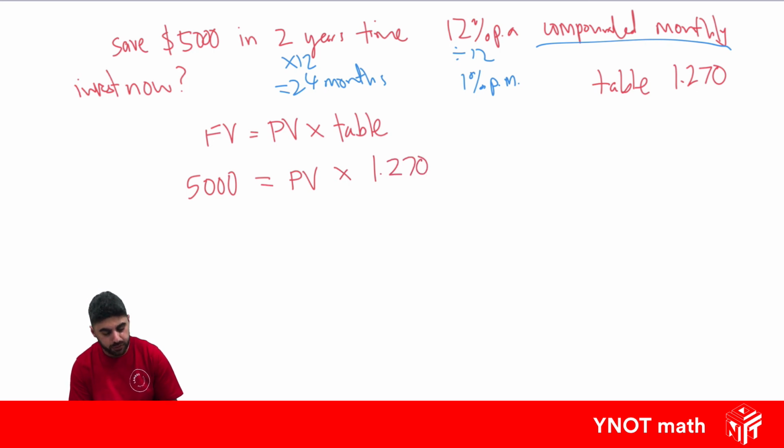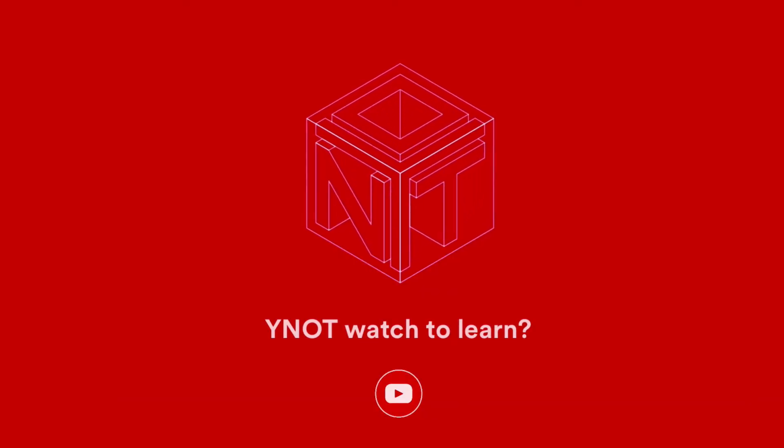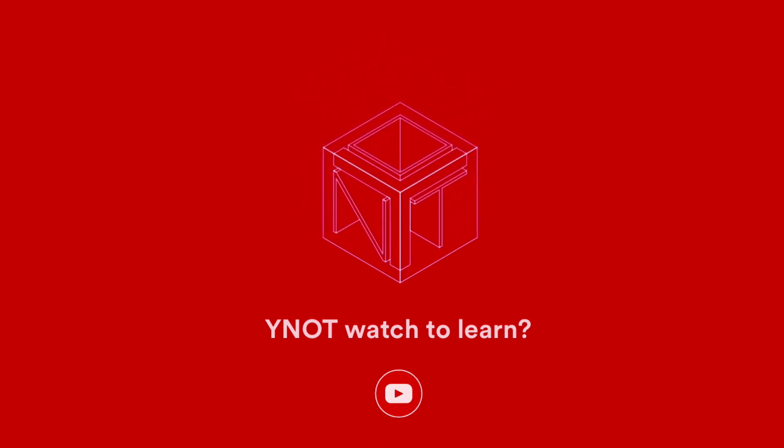And to solve for present value, I can just divide both sides by 1.270, which makes them cancel out. And I have our present value equaling $3,937.01. And if I do that, in 2 years' time I'll have $5,000 in total.